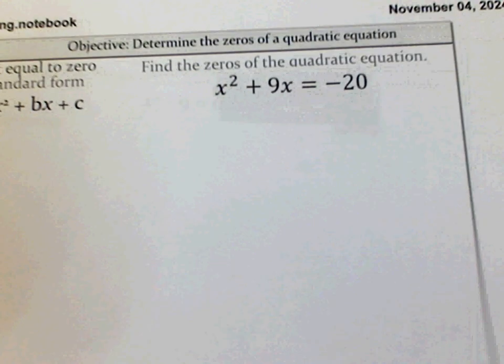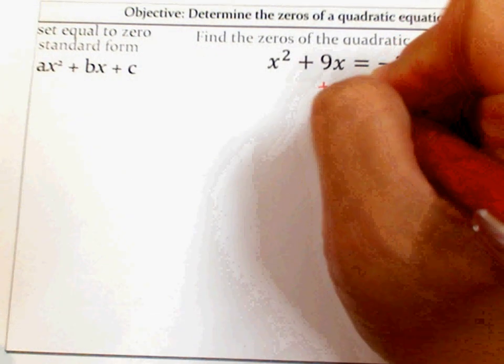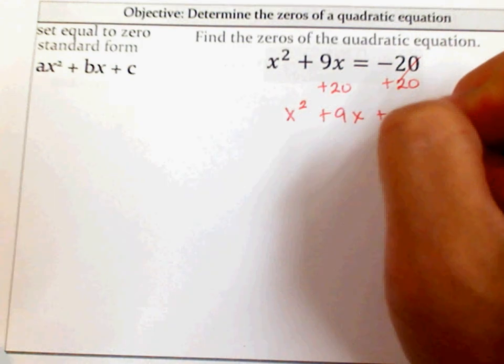Let's try to find this one. This one is not in standard form. So guess what you're going to have to do? We're going to have to move the constant over. So now you have x squared plus 9x plus 20 is equal to 0. Okay.